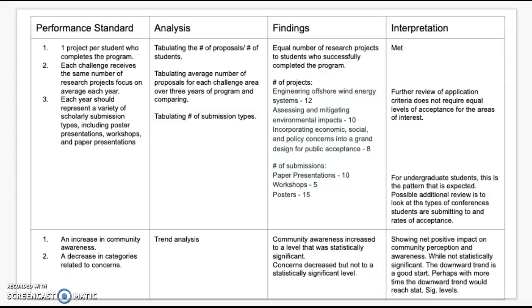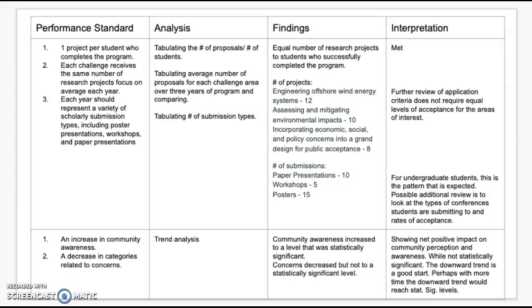Upon exploration, the trend for awareness increased to a level that was statistically significant when compared to the baseline survey. The concern decreased, but not to a level that was statistically significant. The first standard is met.